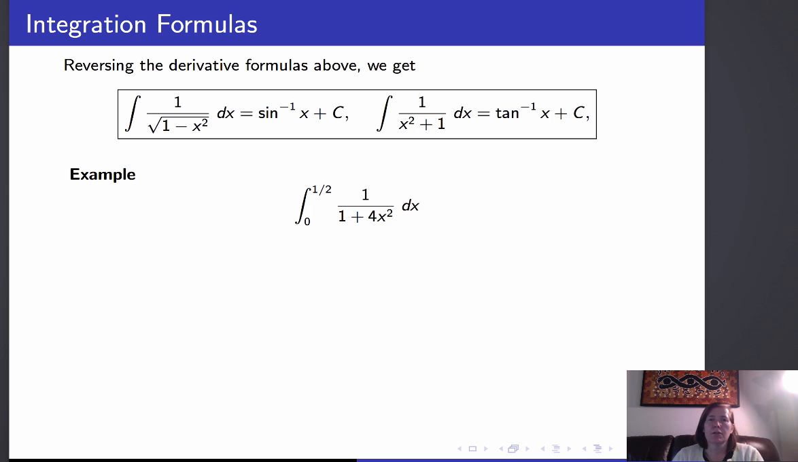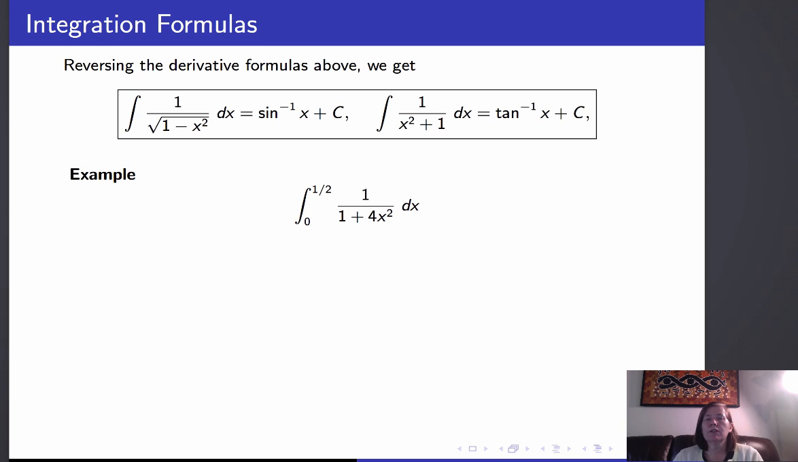Finally, let's look at some integration formulas. So if we reverse our two formulas for derivatives above, we get that the integral or the antiderivative of 1 over the square root of 1 minus x squared is sine inverse x plus a constant. And the integral of 1 over x squared plus 1 dx is tan inverse of x plus a constant.